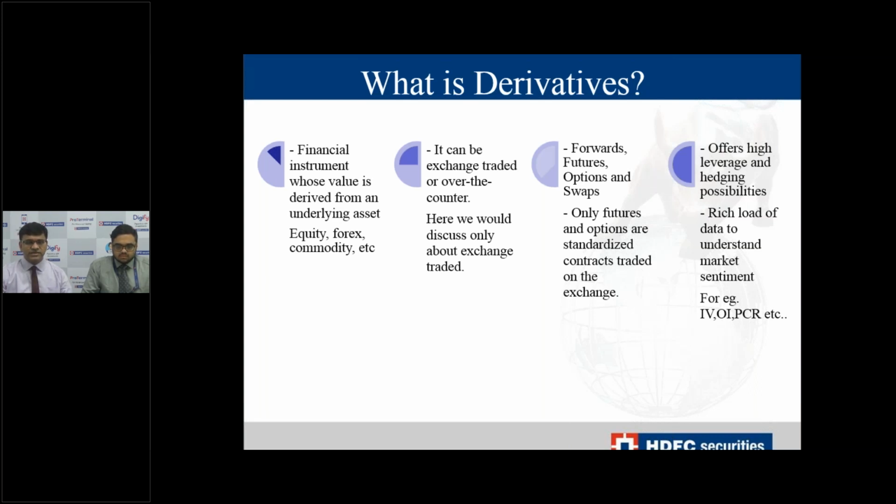The F&O market also offers a lot of data to the market participants. For example, we have the IV data, then open interest, put call ratio. So a lot of data is offered in the markets, and this data can be used to analyze the derivative markets and take appropriate trading positions.